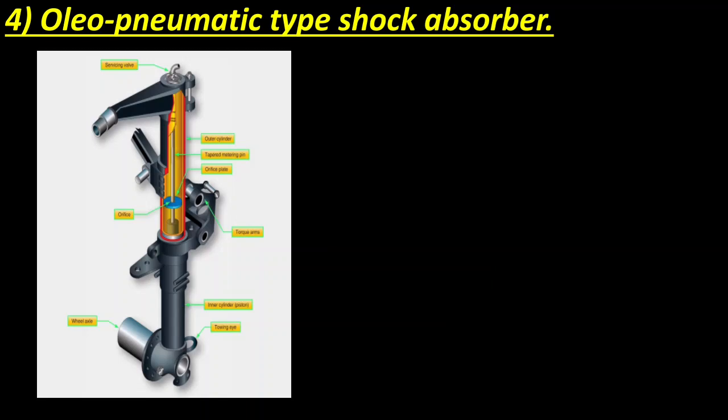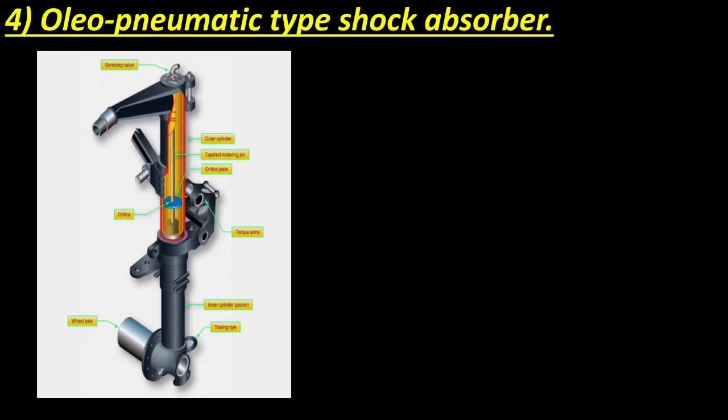Pressure buildup caused by strut compression and the hydraulic fluid being forced through the metering orifice causes heat. So this heat is converted impact energy. It is dissipated through the surface of the strut. Oleopneumatic type shock absorber is also called a true shock absorber.